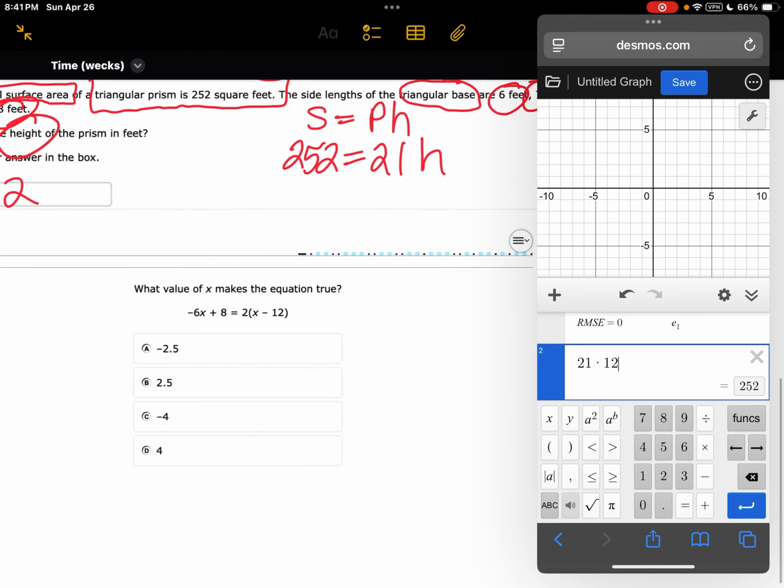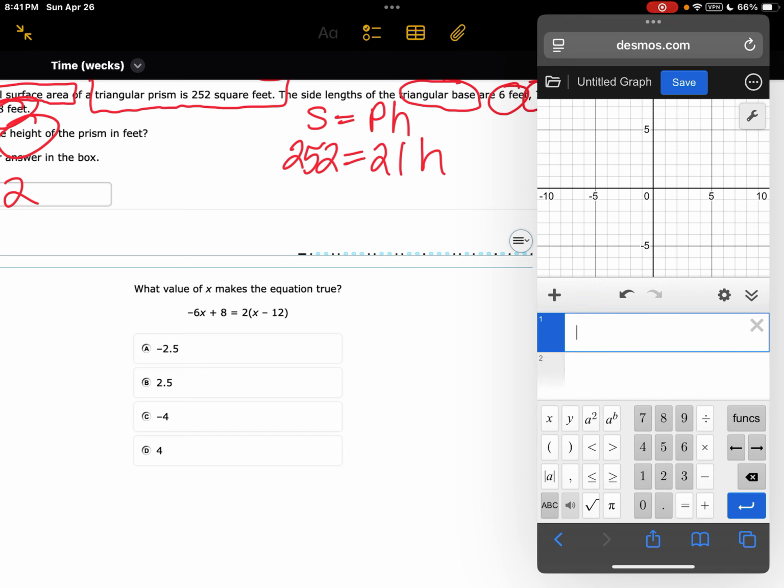All right, number 10. What value of x makes the equation true? So this one should be a freebie, a give me. When we're doing algebra, we're going to type it into Desmos. We're going to replace the letter x with a, and never hit the equal sign for algebra. Replace the other x with an a. I'm going to type it in just like that, and it will give me the answer.